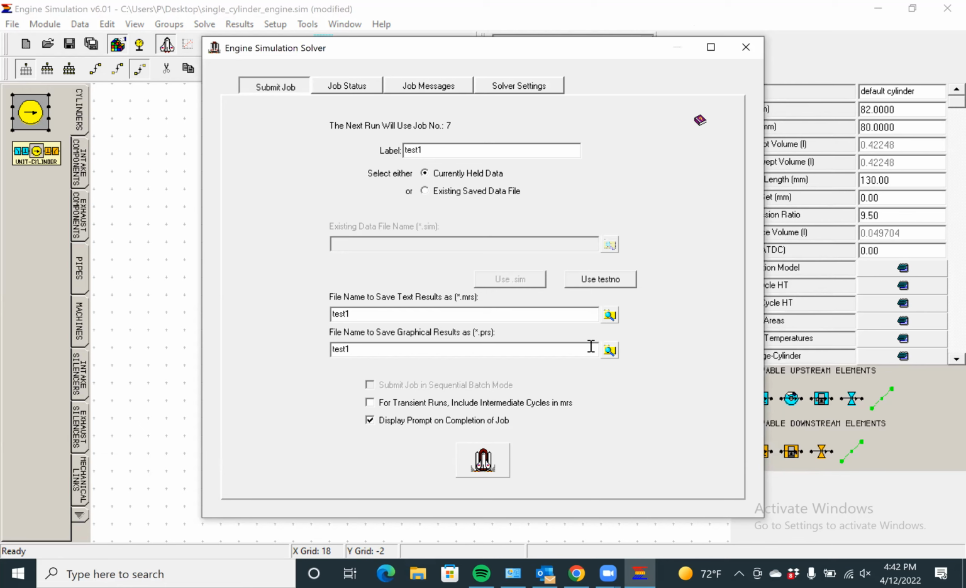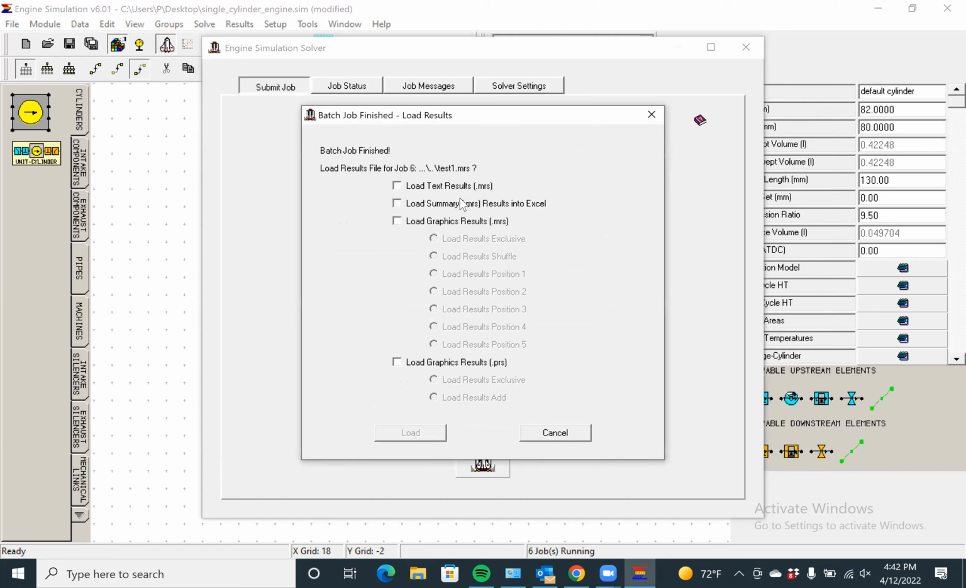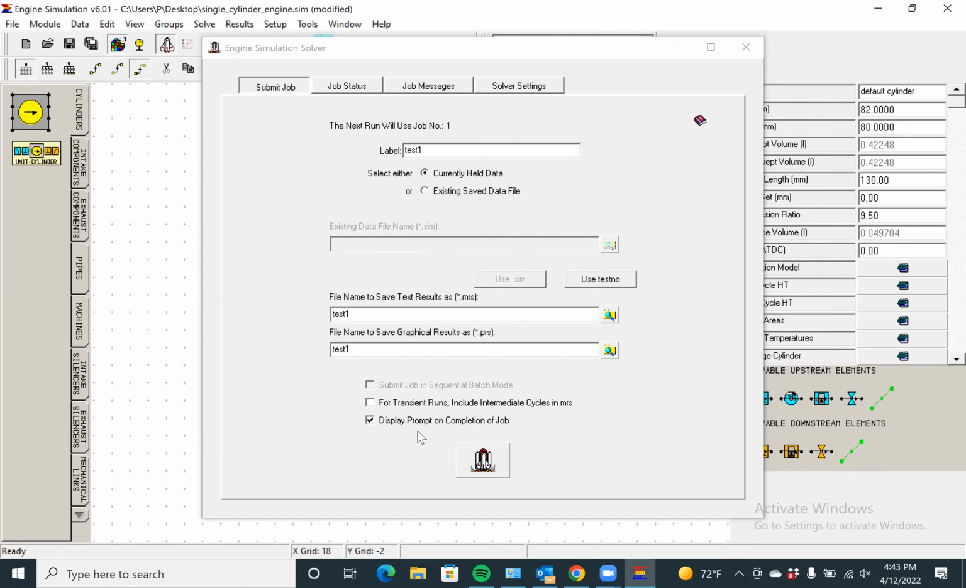Now it will run through the simulation. The solver would run and you will get the solution. And it will tell you what do you want to see. So you can see the load test conditions. You can do the graphical results and then you can say load.